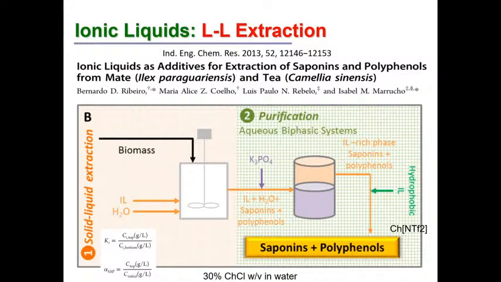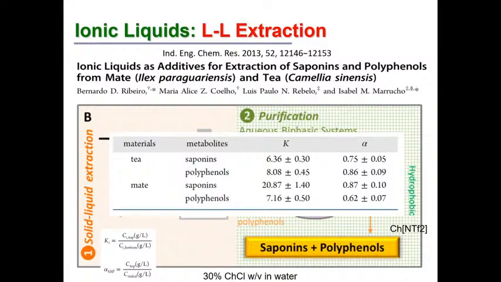And then I added a hydrophobic ionic liquid, the cholinium NTf2. And then a magic occurred. The saponins and polyphenols go to the upper phase with water and choline chloride, and cholinium NTf2 goes to the bottom phase. And we have really a separation. Okay, it's an expensive separation, but we have it. The result about that is here.